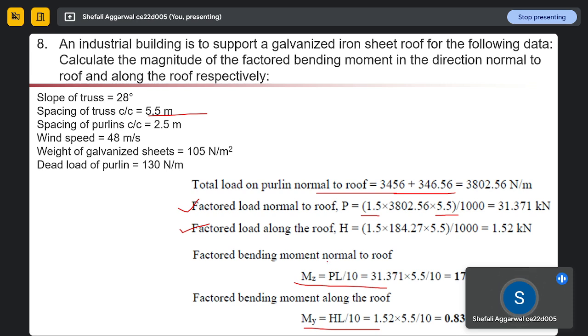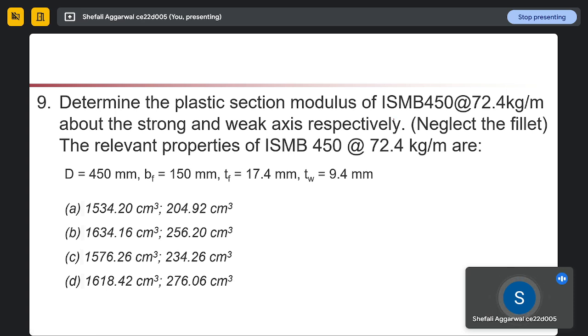Instead of multiplying by 5.5 here, you can actually use small p into L square by 10 also. Just factor it here and then you can multiply it by 5.5 whole square divided by 10. Same way you can use it here also. Okay, is this question clear to everyone? We'll go to the next question.